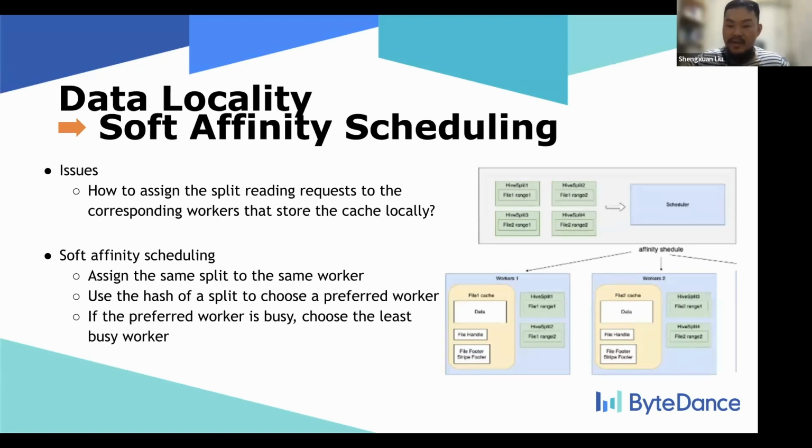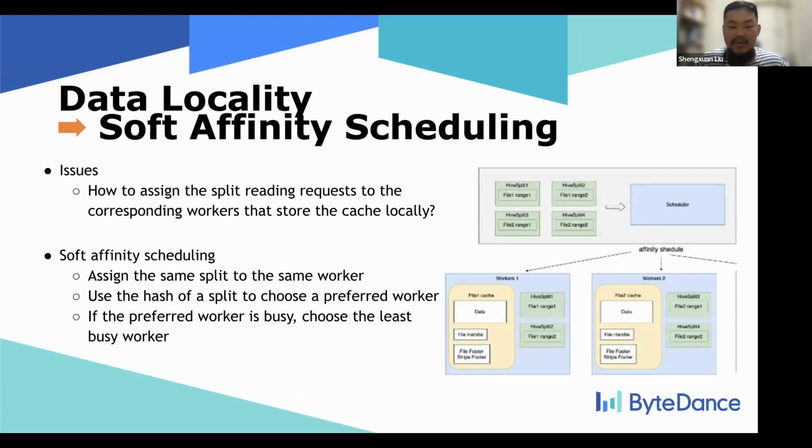To resolve this problem, we are using the soft affinity scheduling strategy. The soft affinity scheduling tries to assign the same split to the same worker. So the worker stores the cache at the very beginning, and then when the same split comes to the worker, it can be loaded from the local cache instead of the HDFS, so it can improve the performance.